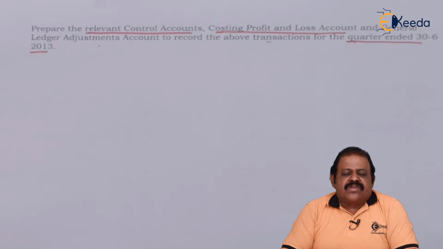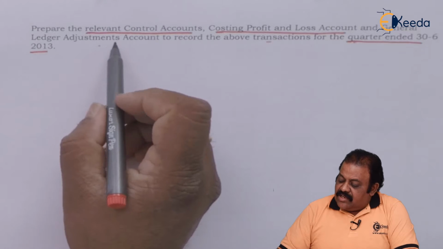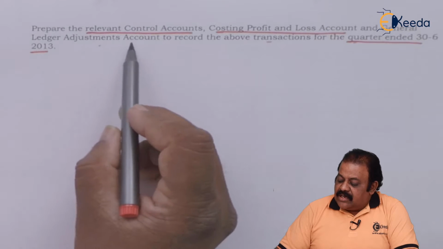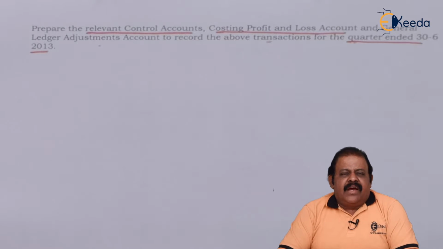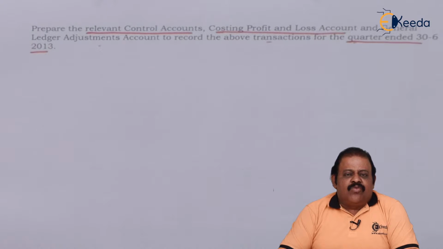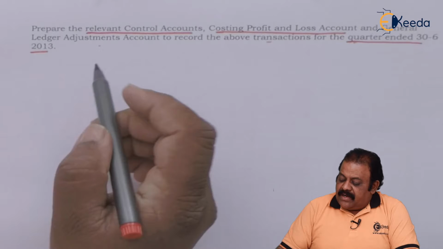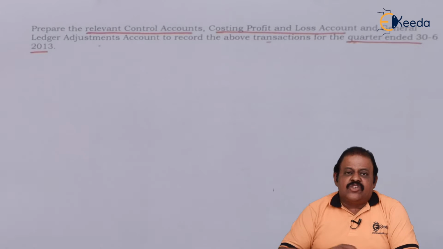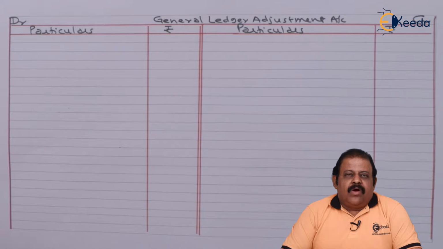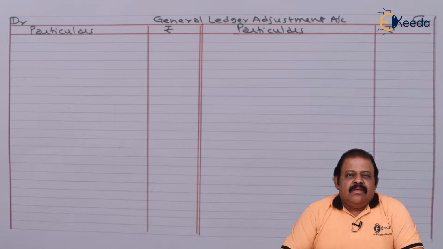Now in this question, at the end they are asking us just to prepare the general ledger adjustment account, but we are required to prepare other accounts that will be considered as working notes so that we can perfectly prepare the general ledger adjustment account. We have opened all necessary accounts. Let us start recording information in various ledger accounts.